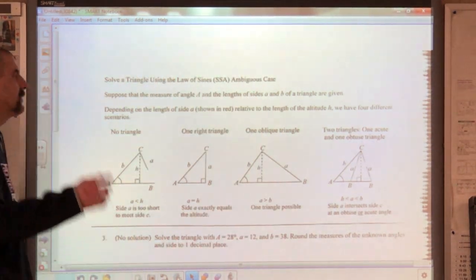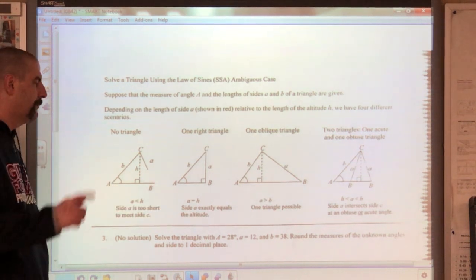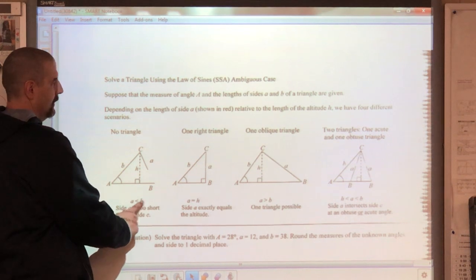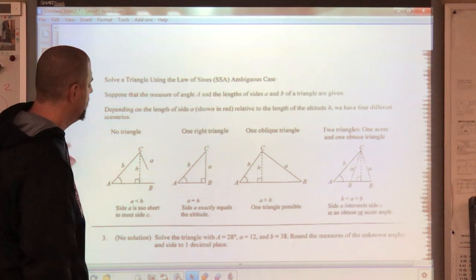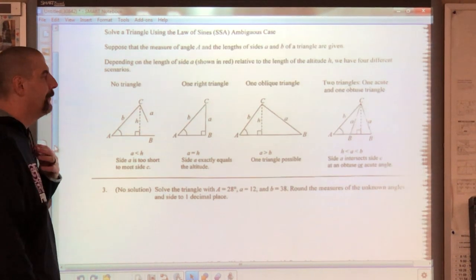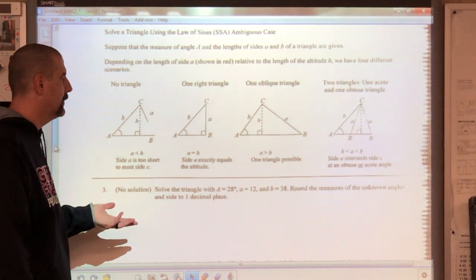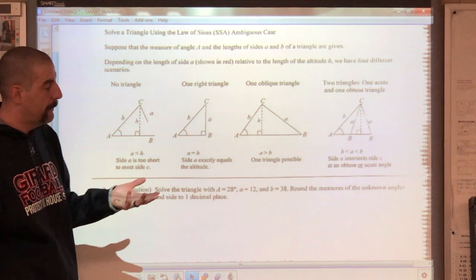And it all depends on the height. It all depends on the lengths, okay? So when doing this, you have to check all the different lengths in order to compare them.